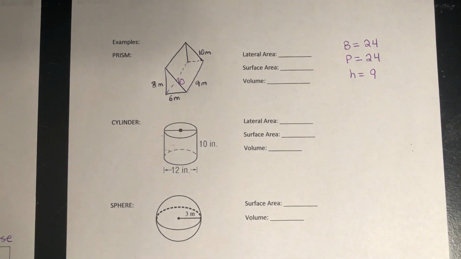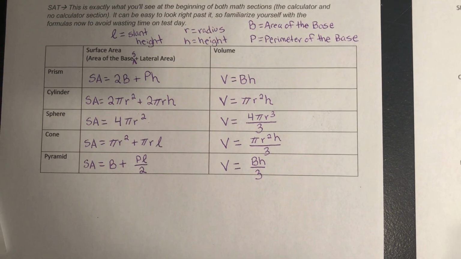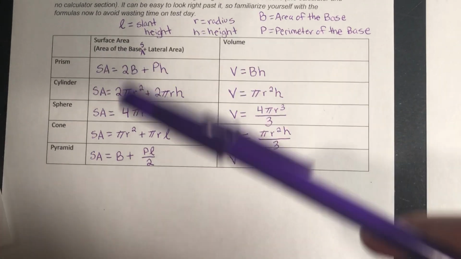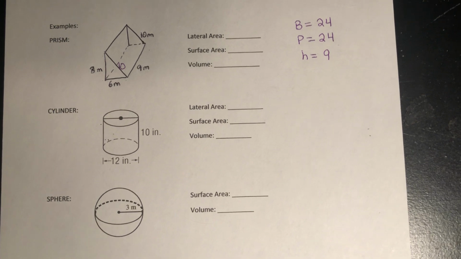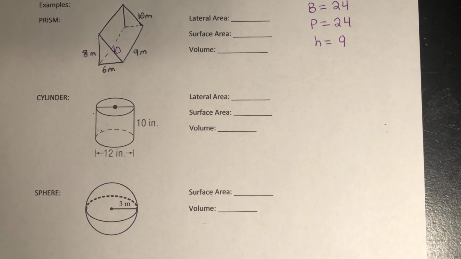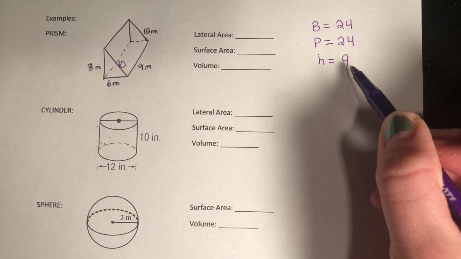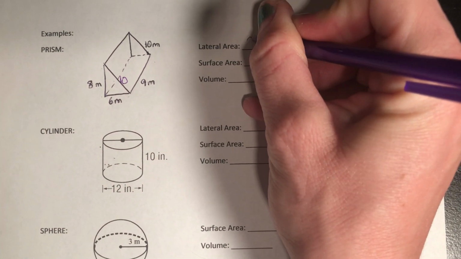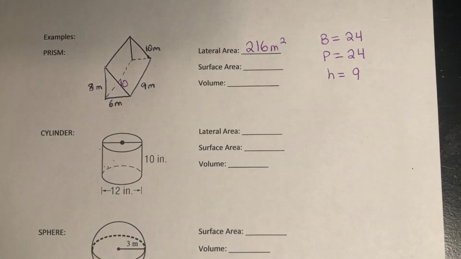All right, using all of those, and again using these formulas right here. During your skill checks, you're going to need to have this formula sheet out or written out somewhere. So the lateral area of a prism is going to be the perimeter, 24, multiplied by 9, and that is going to get you 216 meters squared.